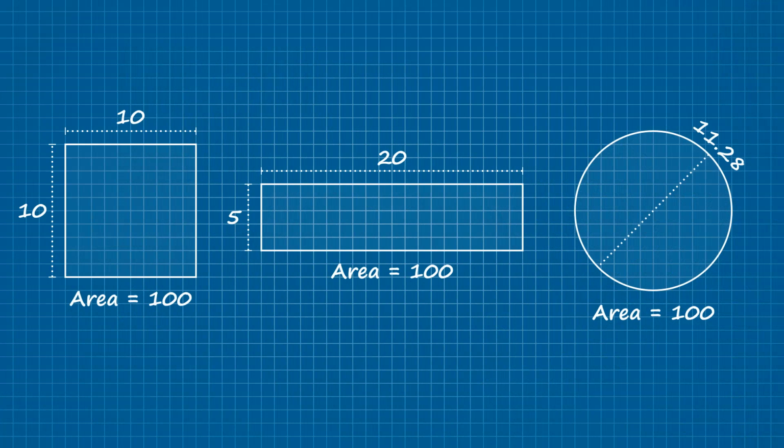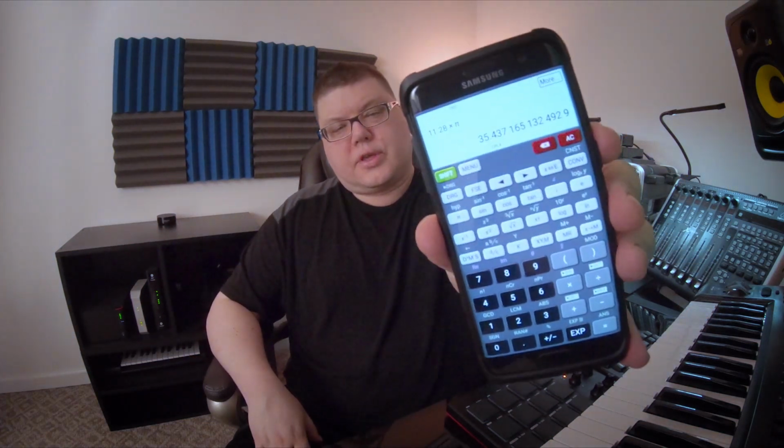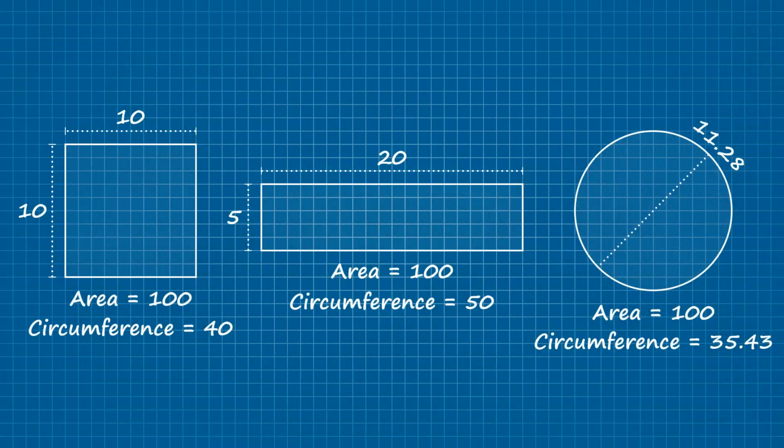The rectangular vent has two 5-unit walls and two 20-unit walls for a total circumference of 50 units. The square vent has four 10-unit walls for a total circumference of 40 units. And for the circumference of a circle, we multiply the diameter times pi, which comes out to... hang on, I'm still doing it. 35.43 units, making it the most efficient way to shape your vent area.